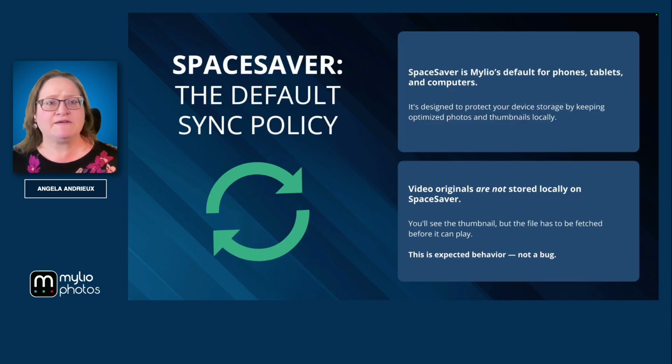Now, I mentioned this a moment ago, Space Saver is the default sync policy for your phones, tablets, and computers. And it's designed to protect your device by keeping only optimized photos and thumbnails locally on that device. Videos are not stored locally using Space Saver, but you can add a sync collection. So I mentioned earlier, you can designate, say, a specific folder. You want to have everything in that folder, including video files in full quality, on your phone. You can absolutely do that. I'll show you how to do that here in just a couple of minutes. But just keep in mind that if you see this thumbnail, but Mylio can't access that original, it won't be able to play.